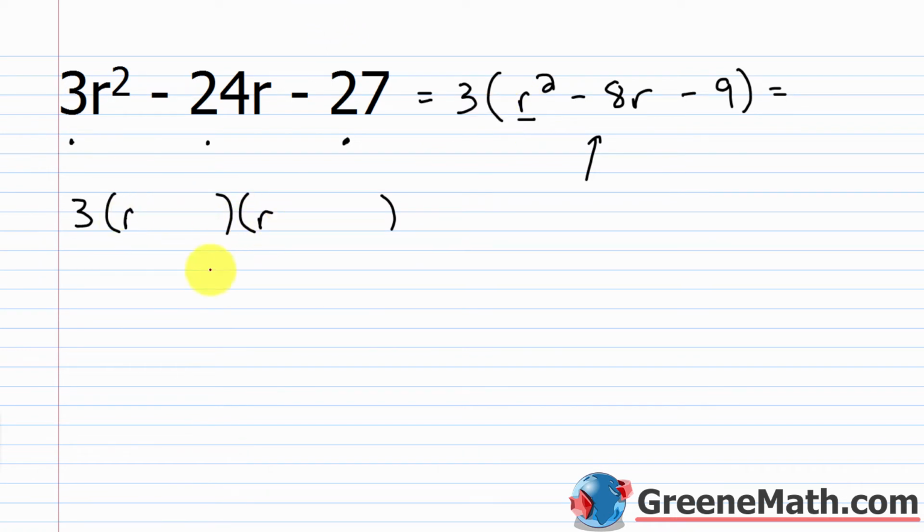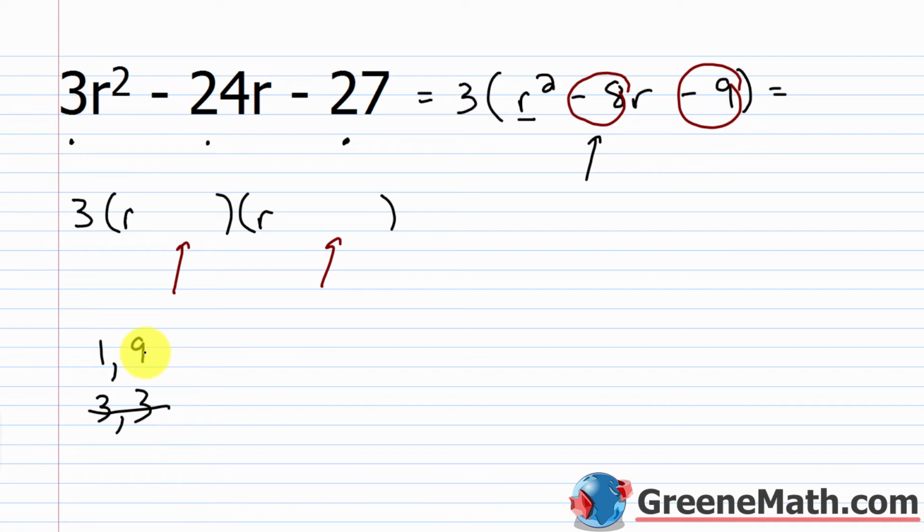And now I need two integers whose sum is negative 8 and whose product is negative 9. Two integers that fit that profile. So let's think about factors of just 9. Forget about the fact that it's negative. You've got 1 and 9, and you've got 3 and 3. Well, it can't be 3 and 3 because there's no combination that's going to get you a sum of negative 8. It doesn't matter how you play with the signs. So that's out. So I need to play with 1 and 9.